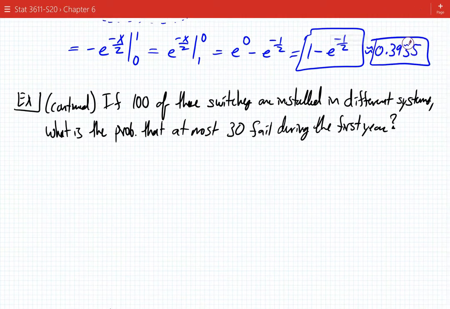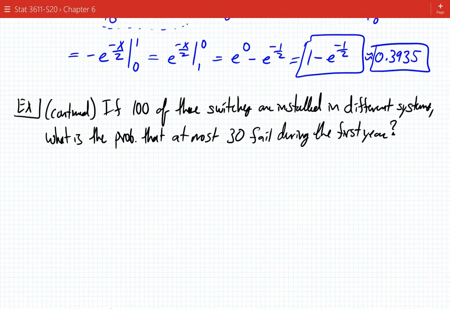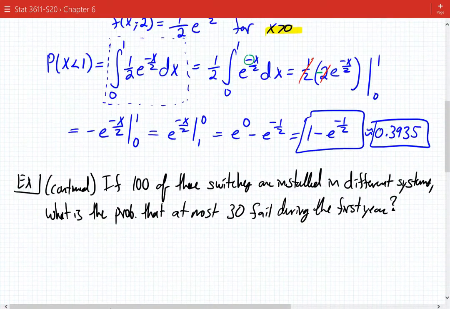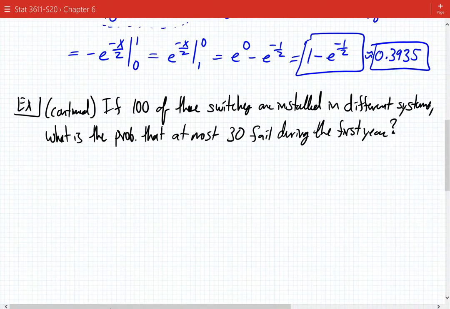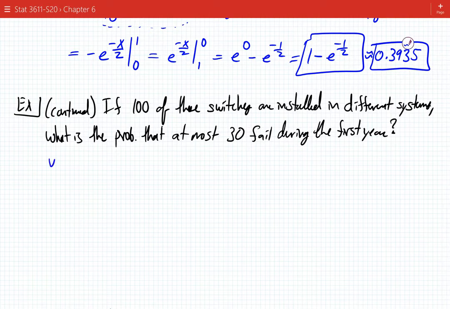Think about what we just answered above. We know the probability that a single switch fails during the first year, but now we're essentially looking at 100 of these. This is like one of those binomial random variable inception type questions that we encountered quite a few weeks ago. So I'm going to go ahead and define y here to be a new random variable that is counting the number of switches that fail in the first year.